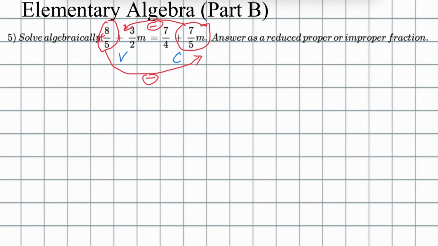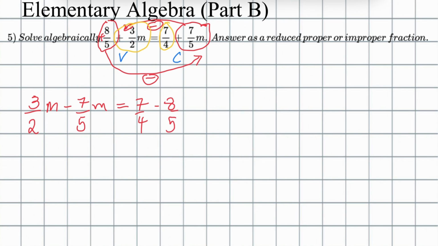So when we rewrite this equation, we're going to write the original value that we used to have here, which is 3 over 2m, and the transfer value is going to be negative 7 over 5m. We're going to keep the equal sign, and we are going to write whatever we have on the other side, which was the original value, 7 over 4, and the transfer value is going to be a negative value of 8 over 5.